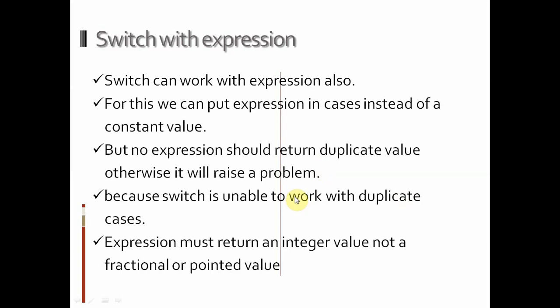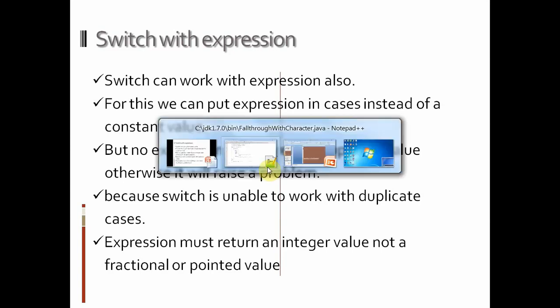So basically two things we have to keep in mind while we are passing expression in cases of switch. Every expression should generate an integer value only, not floating point values. And second, no two or three expressions should generate the same values, because switch cannot work with duplicate values. So how does switch work with expression? We will do a practical on it.